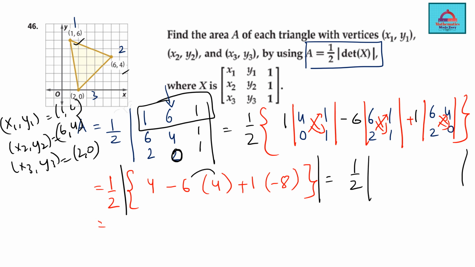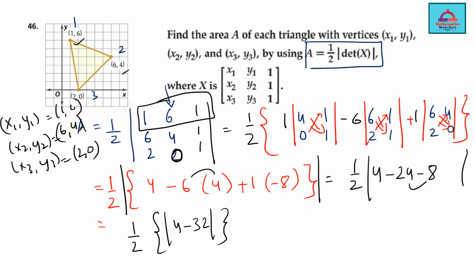6 4s are 24. This is minus. So 4 minus 24 minus 8. One more step to simplify and then we get our answer. So I just combine the negative with negative, subtract. So 4 minus 32. Absolute value means I do the subtraction. So this is minus 28 absolute value divided by 2. So I get positive answer 14 square units. So this is how you get your answer. Final answer for this question.